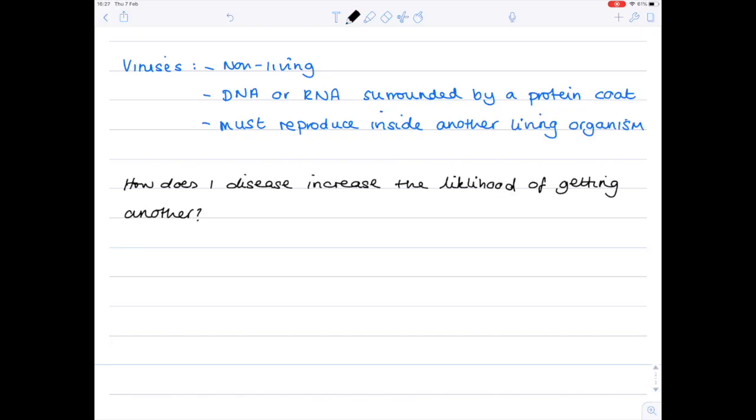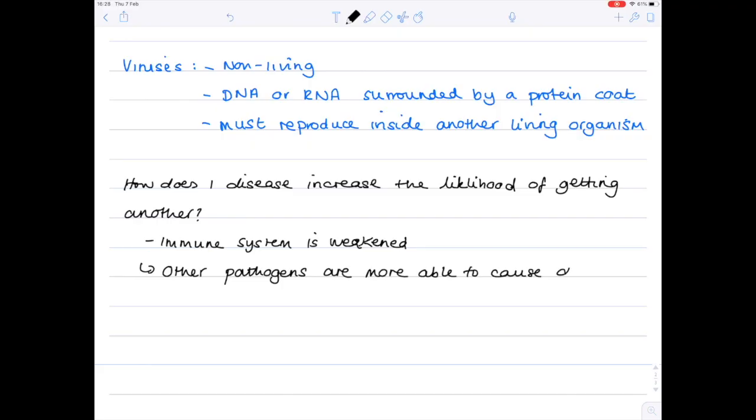Many diseases interact, and if you are suffering from one disease, it can mean that you increase your likelihood of getting another. And why is that? Well, that's because your immune system becomes weakened, and therefore other pathogens are more able to cause disease. When you're suffering from a disease, it does tend to mean that your various barriers may become damaged, meaning that it's more likely that pathogens will be able to enter.